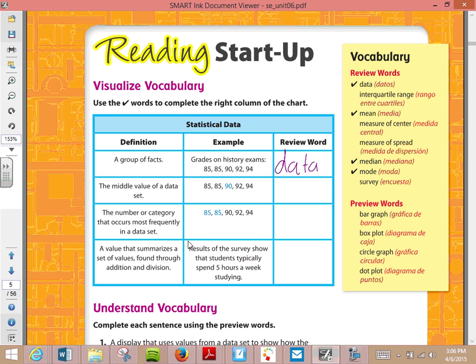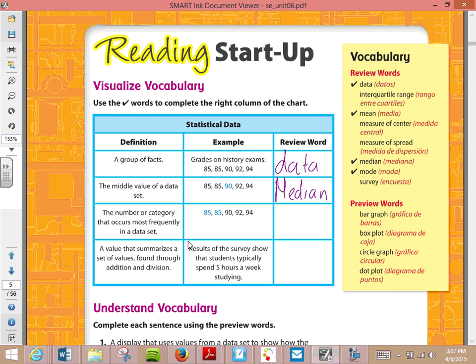The middle set value in a data set. What is it? Median. So how do you calculate the median? Put them in order from what? Least to greatest or greatest to least, and then find the number in the middle. What happens if you have two numbers in the middle? Yes, you add them and then divide them by 2. And that gives you an average of those two numbers, which gives you the median. That's all you have to do. But make sure that they're all ordered from least to greatest.